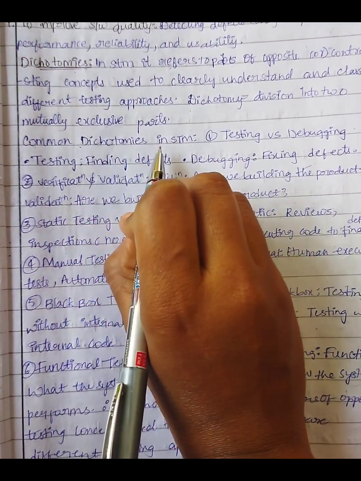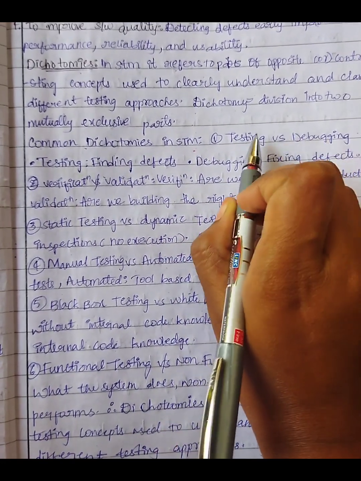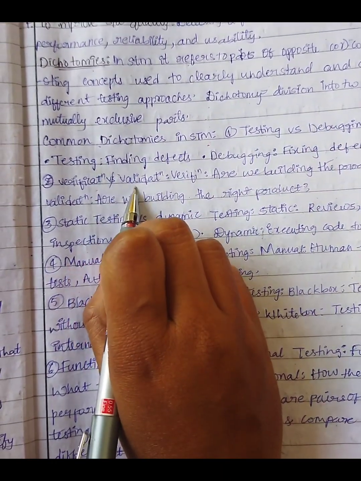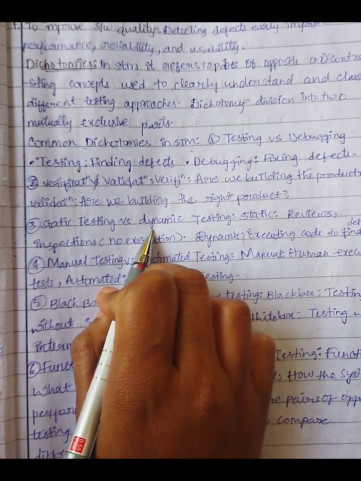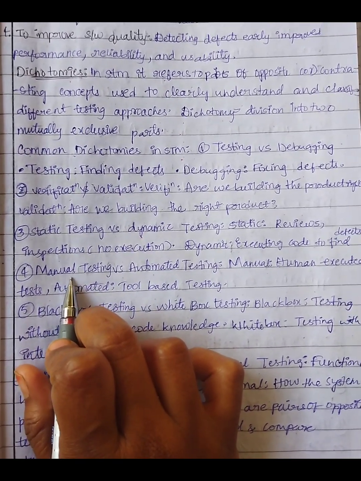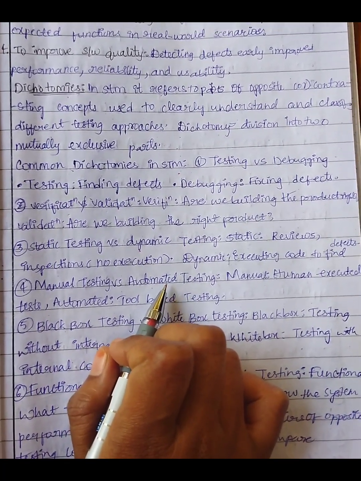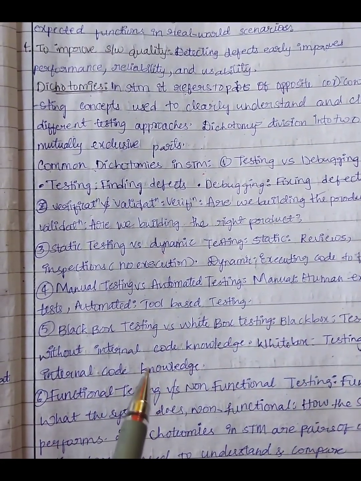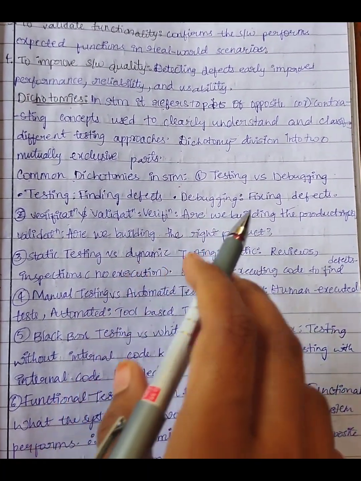Common dichotomies we use in software testing methodology are: testing versus its opposite, debugging, which is identifying the mistakes and correcting the mistakes; verification and validation, which are opposite concepts; static testing versus dynamic testing; manual testing, which is done by human beings, and automated testing, which is done with machines or tools, AI tools; black box testing and white box testing; functional testing and non-functional testing. These are the dichotomy concepts we use in software testing methodology.